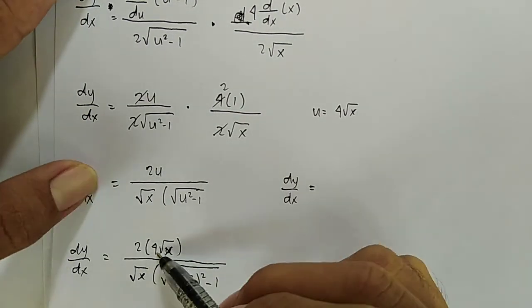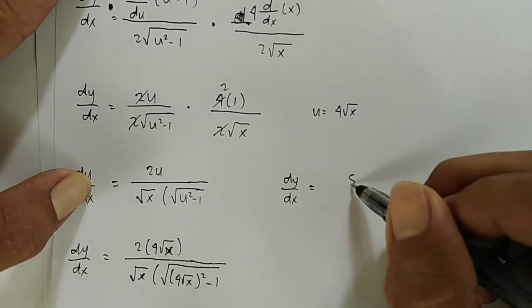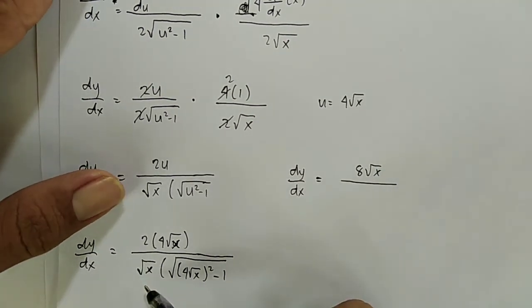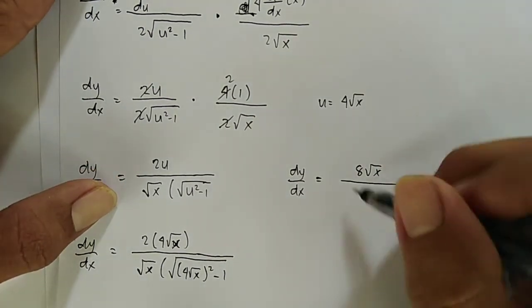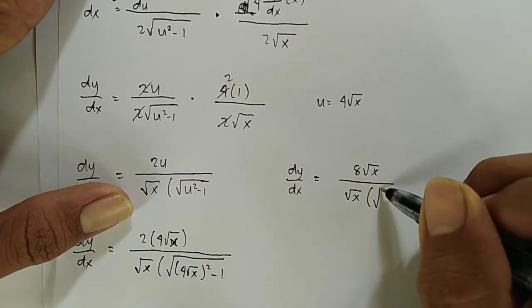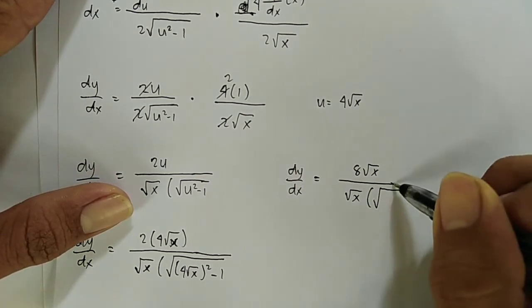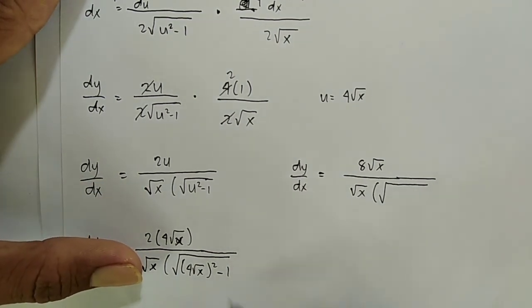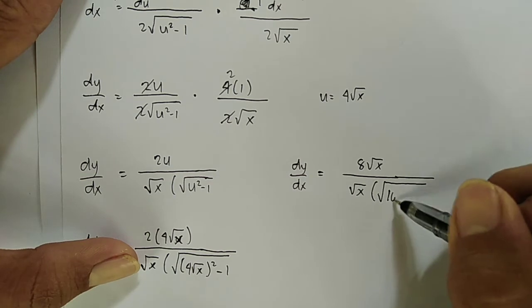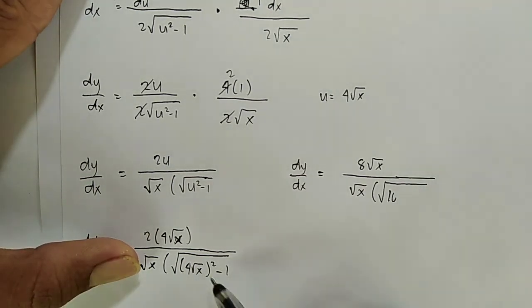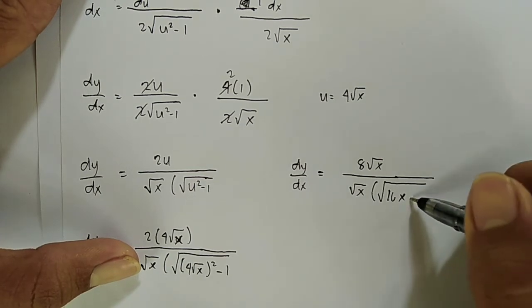So simplifying further, dy over dx is equal to 2 times 4 square root of x, magiging 8 square root of x all over square root of x times square root of the quantity of 4 square root of x squared. So matitira diyan ay 16. So 4 squared, that is 16. Then square root of x squared, that is x. Then minus 1.